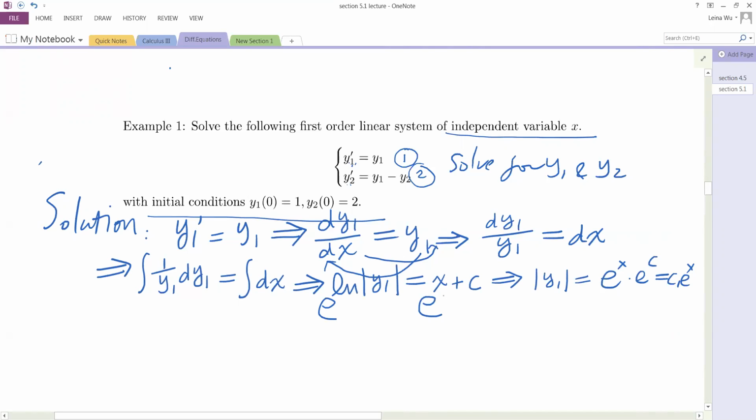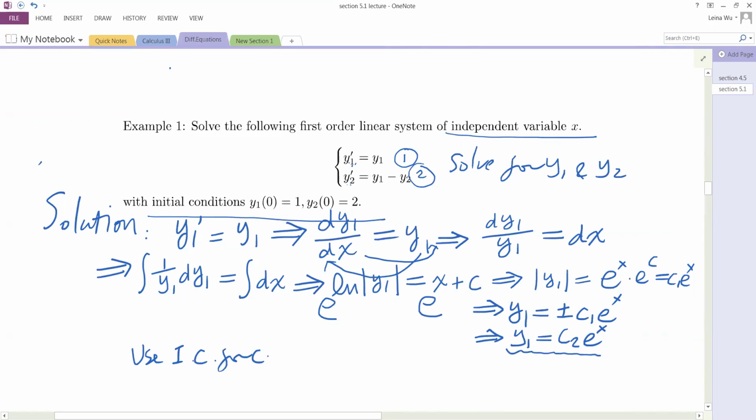Okay, so y1 basically is plus or minus c1 e to the x, right? Can we just say y1 is some constant times e to the x? This plus or minus c1 would just be a constant c2. Good? Is there any way we can figure out this constant c2? Initial condition. Yeah, so use the initial condition for c2.